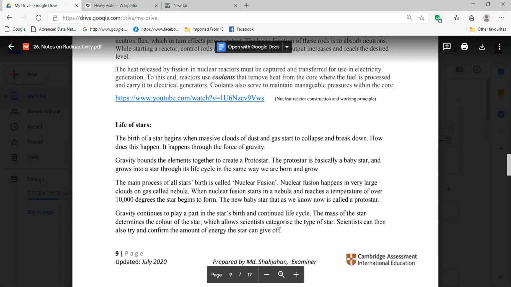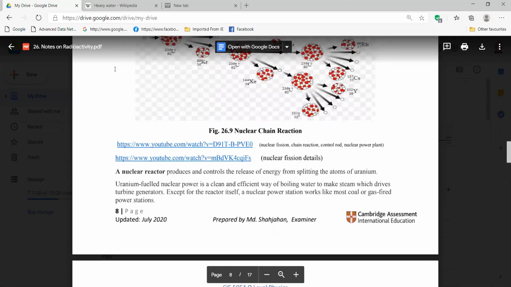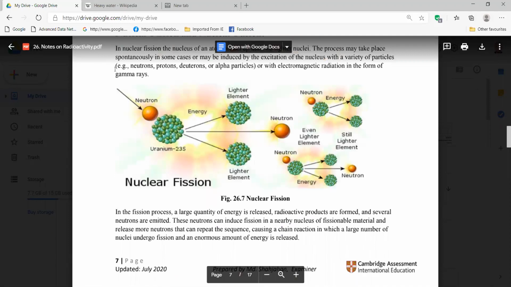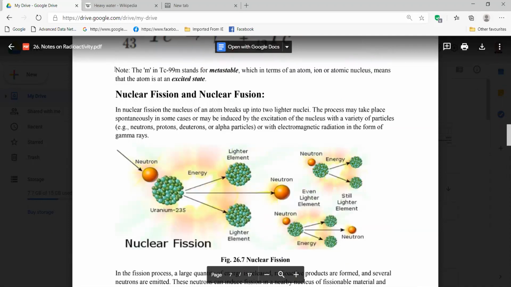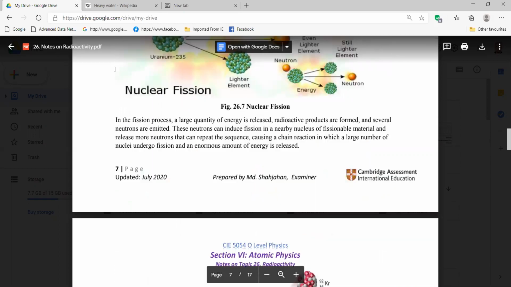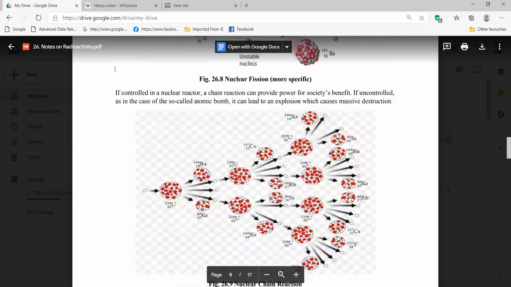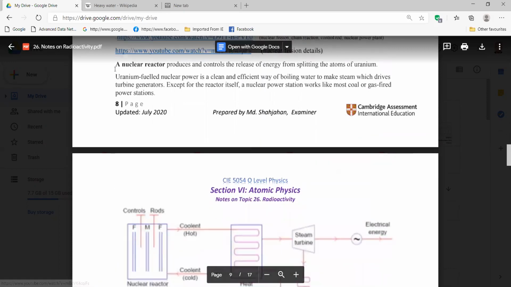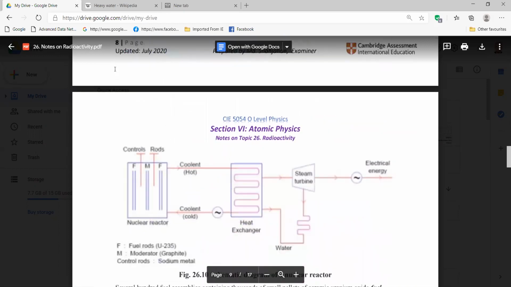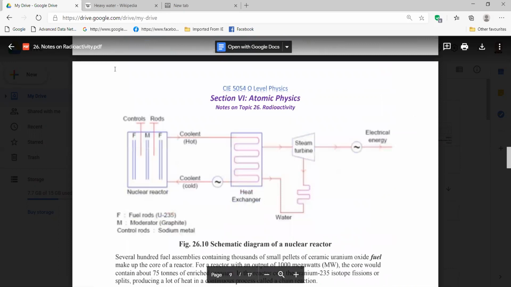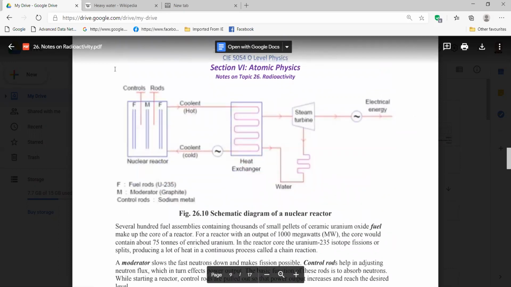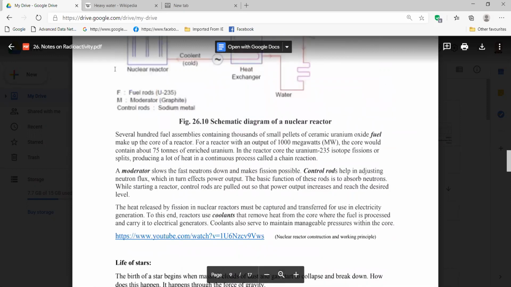Wait. We are done with this part, right? Nuclear fission and fusion. Though we did not discuss fusion in details, we had some idea about fusion. But nuclear fission, we discussed everything. We discussed also the nuclear power station, how we are getting electricity there. You see there is a block diagram and we are using control rods, moderators, and also coolants. All these things we discussed today.